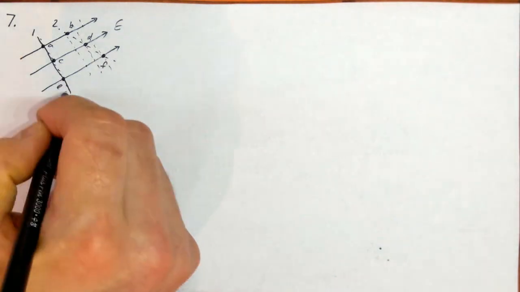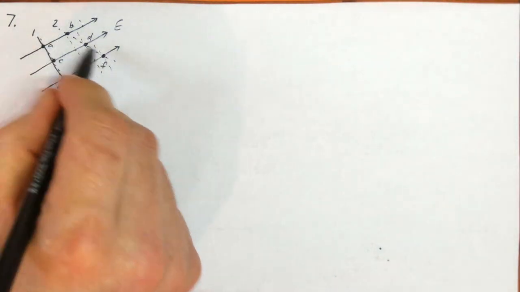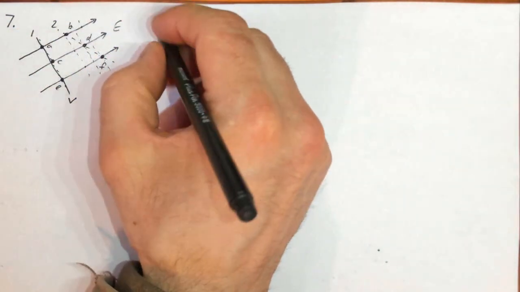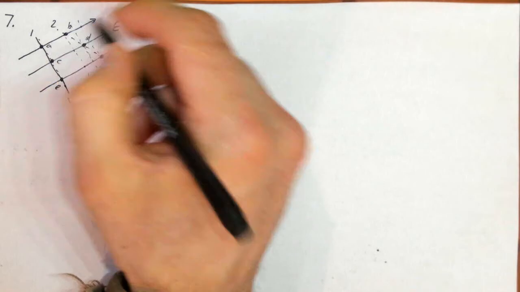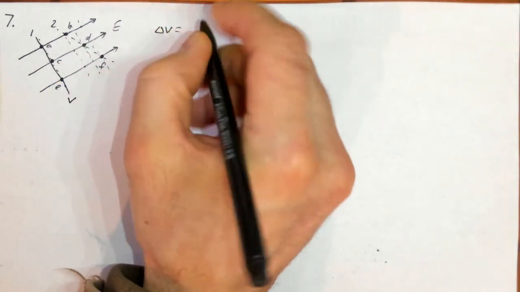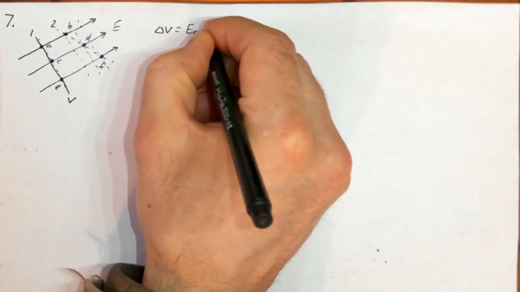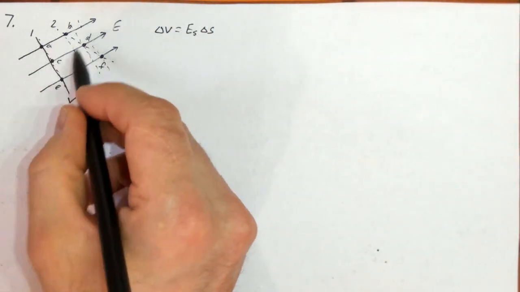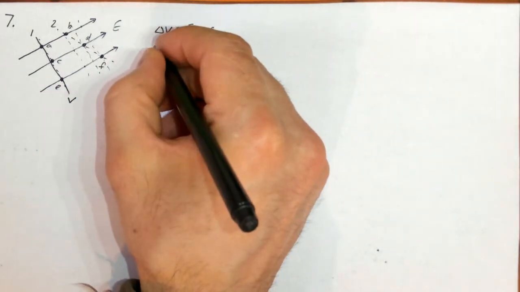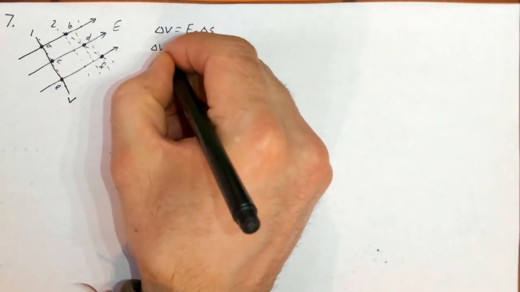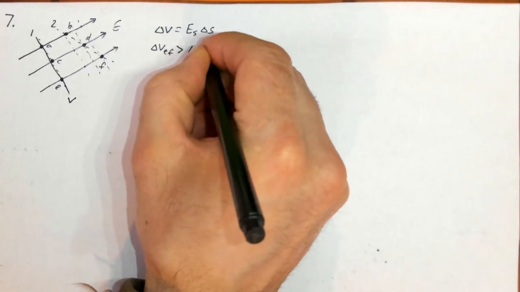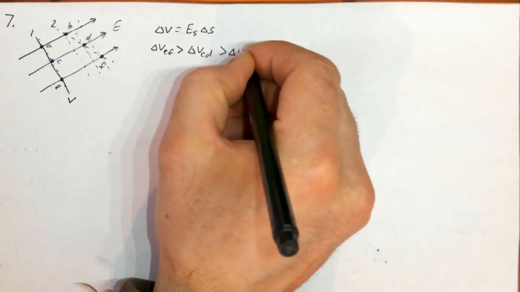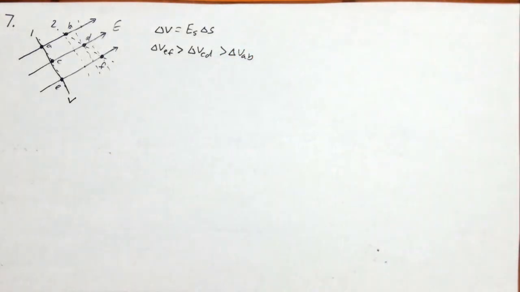Okay, so part C we did answer. This is an equipotential surface, and this one is not, because it's not perpendicular. But what we can now do is say that, since potential difference for constant electric field is E times delta S, this is a smaller distance, this is bigger and even bigger. It means that the potential difference between E and F is greater than the potential difference between C and D, and that's greater than the potential difference between A and B. All right.